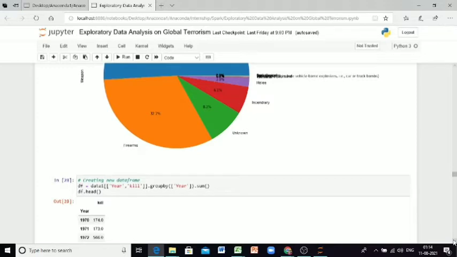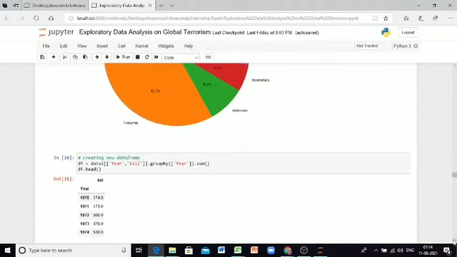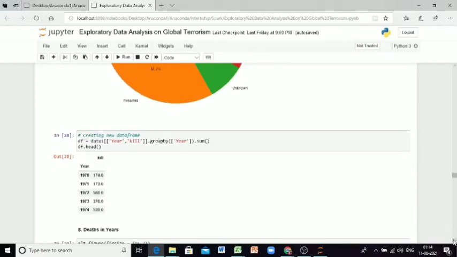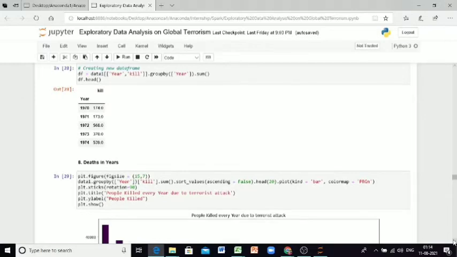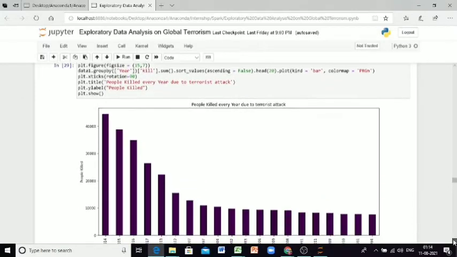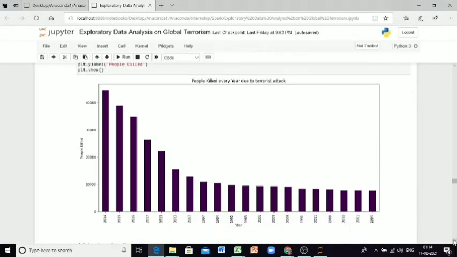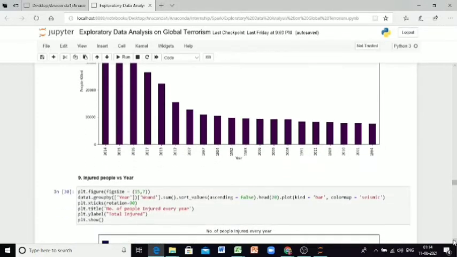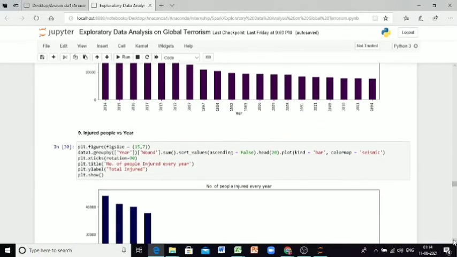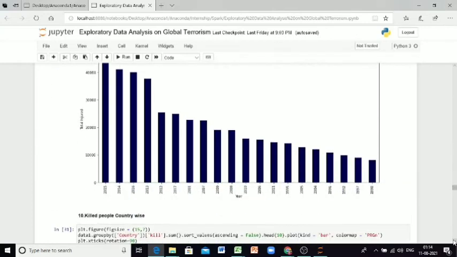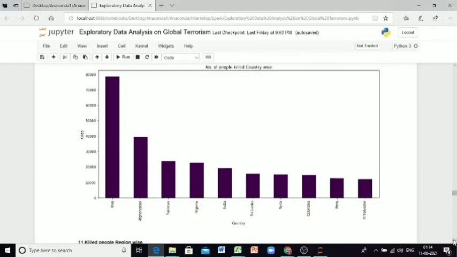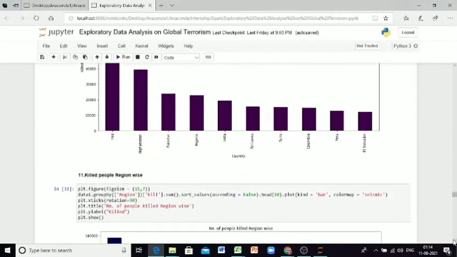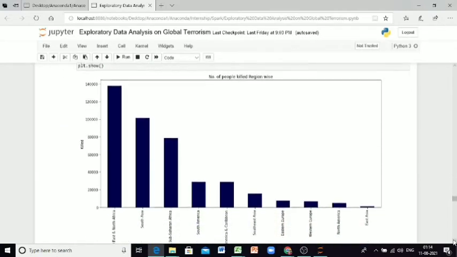Here we are creating a separate data frame with respect to the year and number of people killed. And here we are checking the number of people who died every year because of terrorist attacks. Here in 2014 a high number of people were killed, and this is region wise, and injured people. Here, killed people region wise.